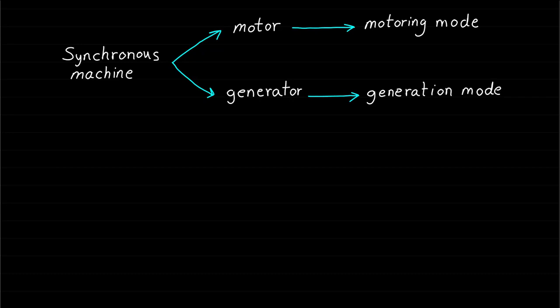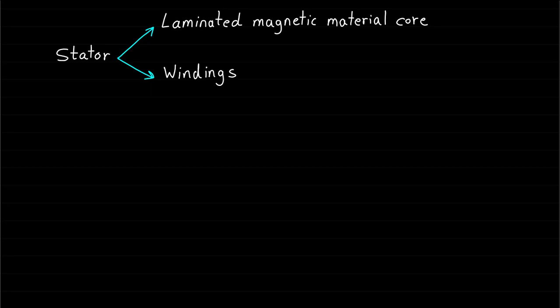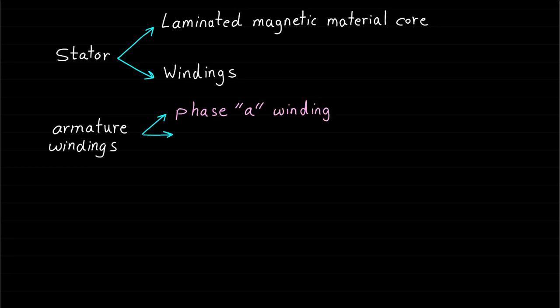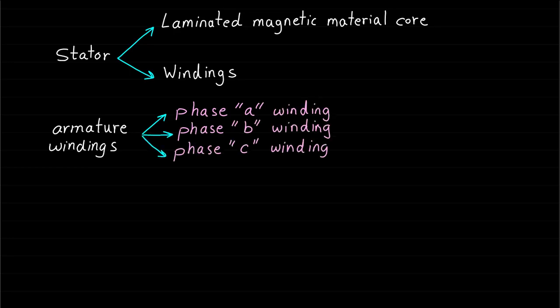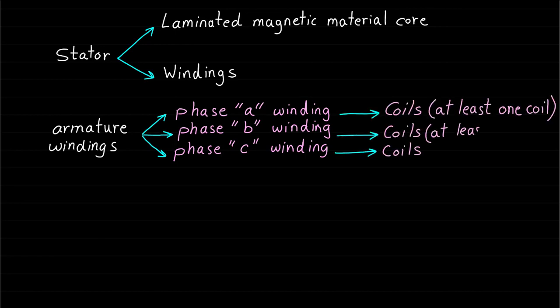As mentioned in a previous lecture, the stator is made of laminated magnetic material core and windings. In practice, synchronous machine is usually a three-phase AC machine with three-phase windings. The three-phase windings are called armature windings. The three-phase armature windings of synchronous machine can be represented by phase A winding, phase B winding, and phase C winding. Each phase winding consists of coils or at least one coil.